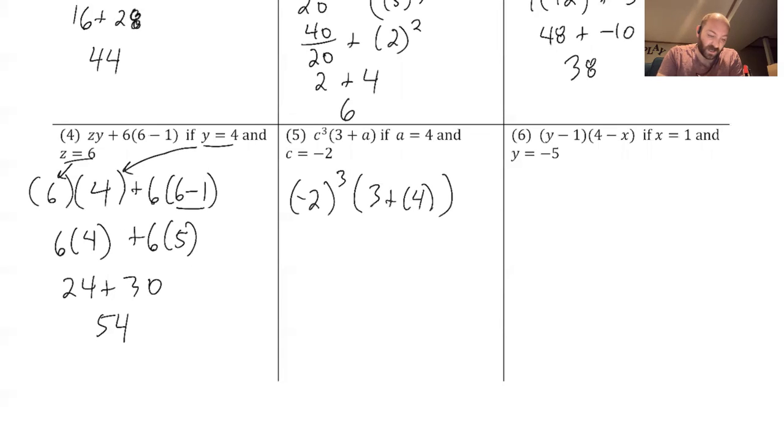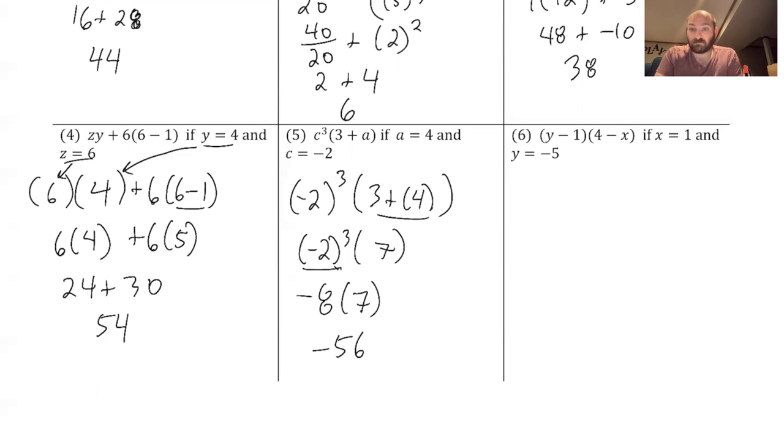Okay, so I'll start with inside these parentheses, we've got 3 plus 4. That is going to give me 7. And on here now I have exponents, negative 2 raised to the third power. So that's negative 2 times negative 2 times negative 2. I do that, that gives me negative 8. And then I multiply those together and I get negative 56.